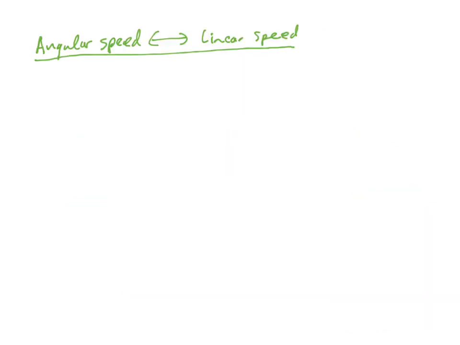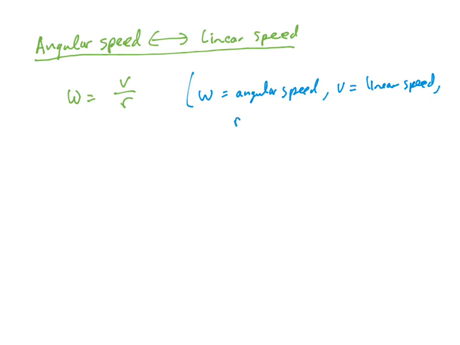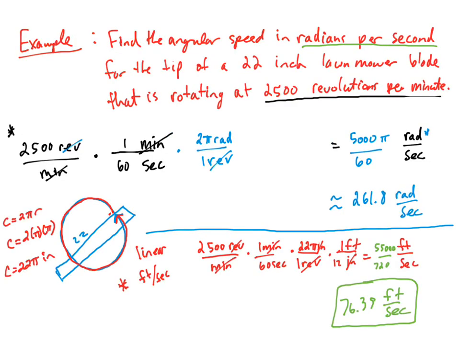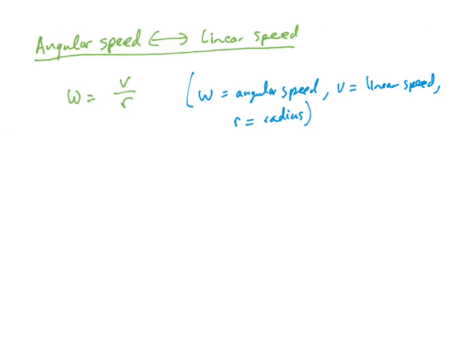Now suppose we want to be able to convert between angular speed and linear speed. One way to do this is to say W is equal to V divided by R, where W, this Greek letter, I'm not good at writing the Greek letter, but it's omega, is the angular speed. V, or velocity, is the linear speed. And R is the radius. Often, like in that previous example where we wanted linear speed and angular speed, we could just find one of them and then use this formula to find the other value.